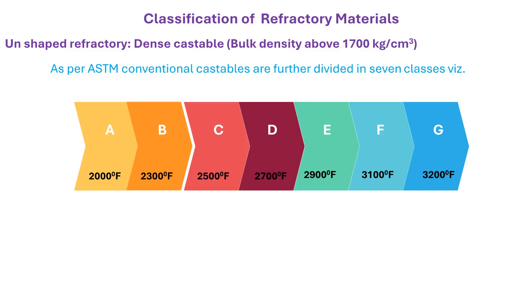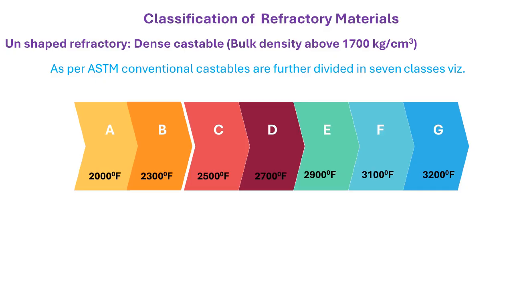Class E is good up to 2900 degrees Fahrenheit. Class F reaches 3100 degrees Fahrenheit. And finally, Class G, the highest of this group, is rated to 3200 degrees Fahrenheit.